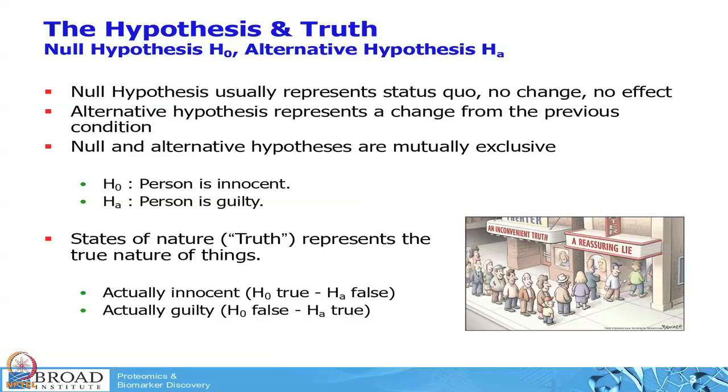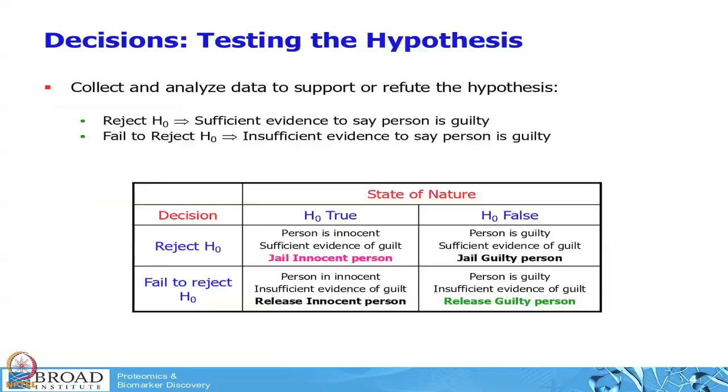But then in reality, the person may be actually innocent or actually guilty. So, we don't know that. We don't know the state of reality. We are trying to do a test to deduce what the state in reality would be based on some evidence we have seen. We don't know the truth. And so, it results in a 2x2 table basically.